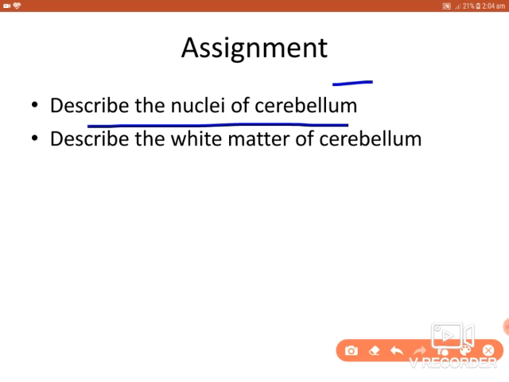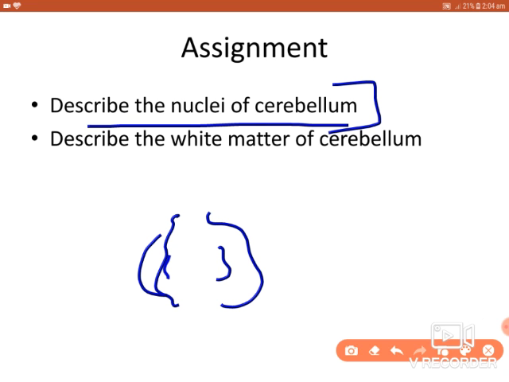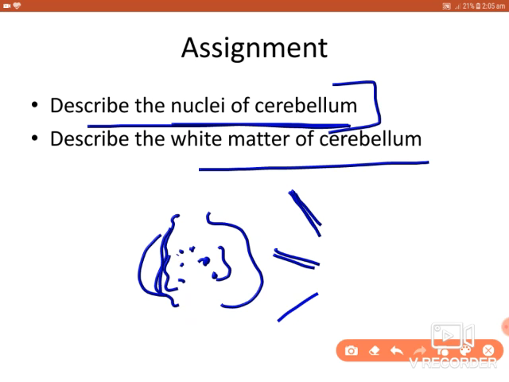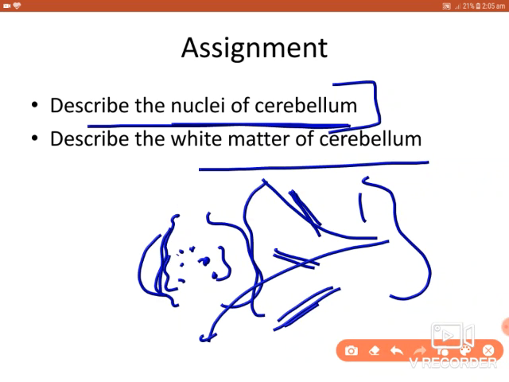About the nuclei of the cerebellum: in the inner white matter there is the dentate nucleus, then the globose, emboliform and fastigial nuclei. That forms the nuclei. Then the white matter of the cerebellum comprises the superior, middle and inferior cerebellar peduncles, which connect the brainstem with the cerebellum. The afferent and efferent fibers entering and leaving the cerebellum form the tracts. The connections of the cerebellum come under the white matter of the cerebellum.